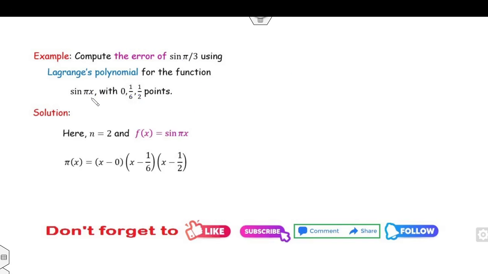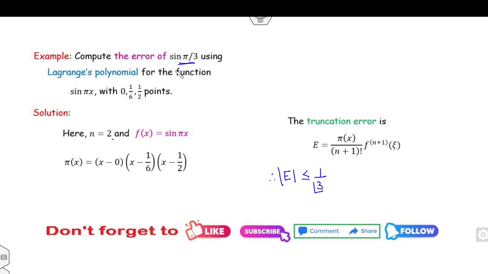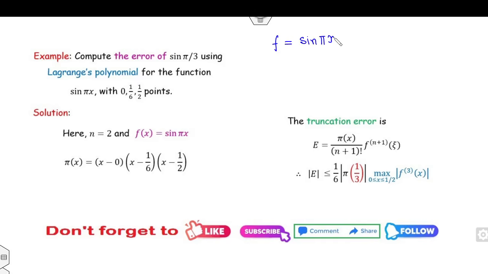Fine. Now let's start with the error, because the maximum error, n is my 2, so 1 over 3 factorial. If you compare them, x is my 1 over 3, so that means your target is to find the values directly at this and only this portion as a maximum of this one. Now can you find the derivative? It is my sine of pi x. Can you find the third derivative?